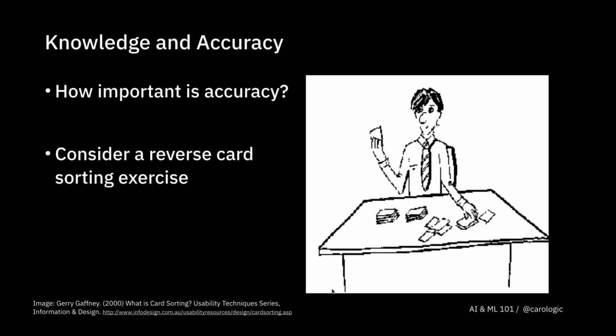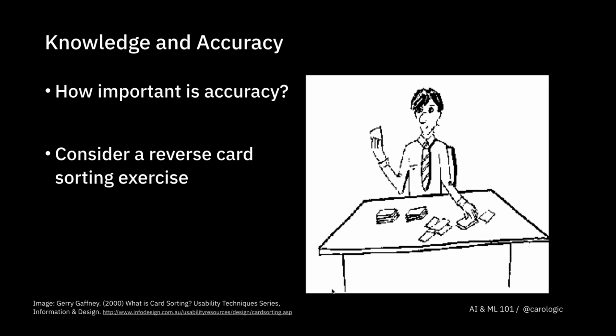Knowledge and accuracy is really something that has to be considered at the outset. So how important is the accuracy of the system for your work? If you think about a reverse card sort, you may not be so concerned that every single individual gets everything exactly the same. In fact, you're looking for patterns. You're not necessarily so concerned about those outliers. This is very similar to that.